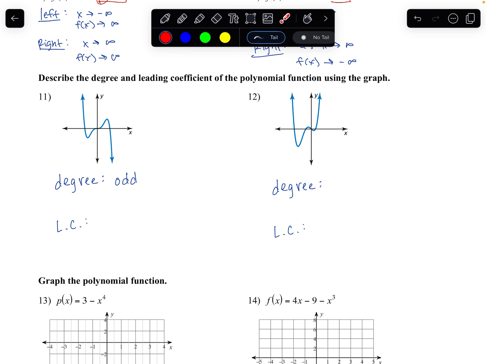I don't know specifically if it's 3, 5, 7, but I do know that it's going to be odd, and I do know that the leading coefficient is going to have to be negative because on the left side it's going up and on the right side it's going down. If it were positive, it would be the reverse. Okay, for 12, the degree here is going to be even. And I know that because on the left it's going up, on the right it's going up. And also, that means that the leading coefficient has to be positive.